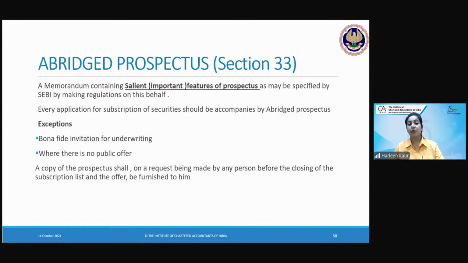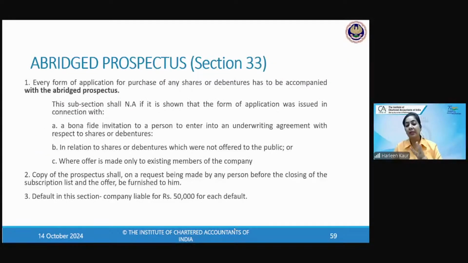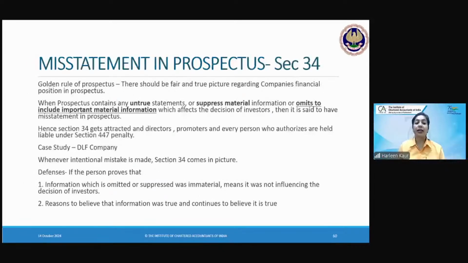We have covered the material prospectus and abridged prospectus. You learn the definition, you learn the exceptions, and the penalty of default, 50,000. And the fourth point, if any request is made, a full copy shall be given to you. Also, we'll be covering certain question answers, so it will get more detailed and more helpful for all. But we'll do that after doing the misstatement.